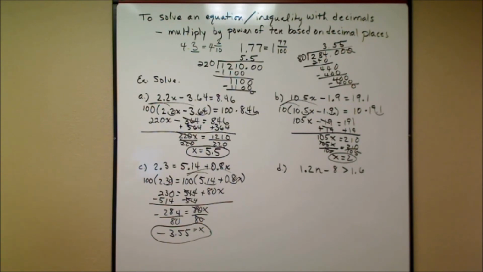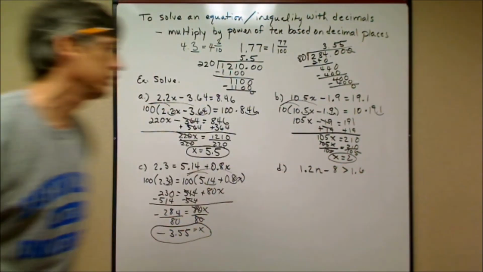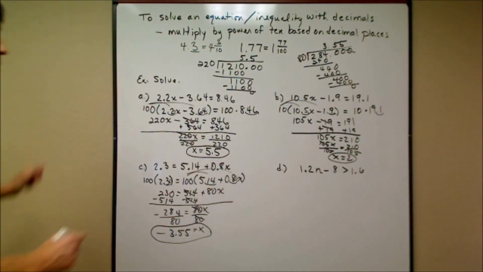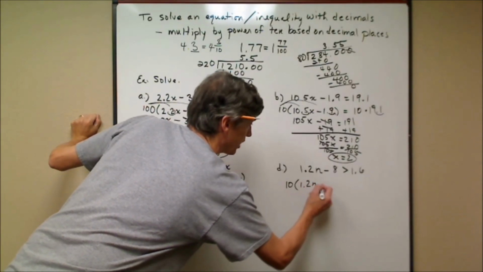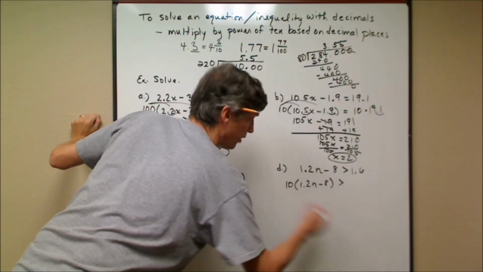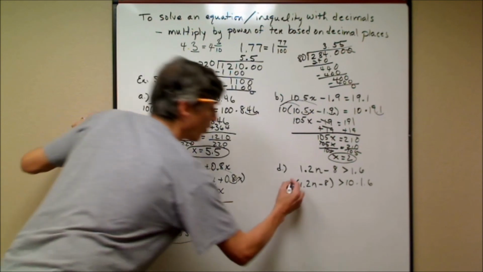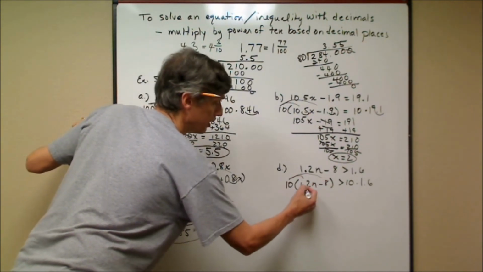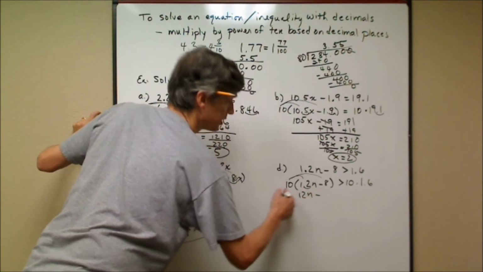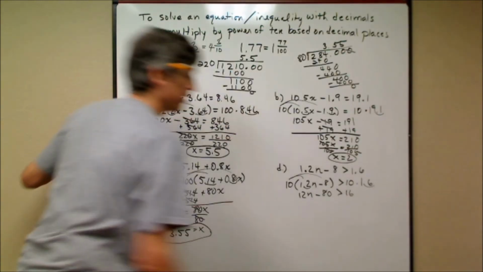Now this same approach works with inequalities, just like it did with the equations. In this case, I have 1 decimal place. I don't have any here. I have 1. 1's the most. So like in example B, I'm going to multiply by 10. And that's not going to affect the inequality sign. It's going to stay greater than. I'm multiplying by a positive, which is kind of nice. Over here, I'm going to distribute 10 times 1.2n. That's 12n. Minus 10 times 8 is 80. Greater than 16. Now we're on our way.